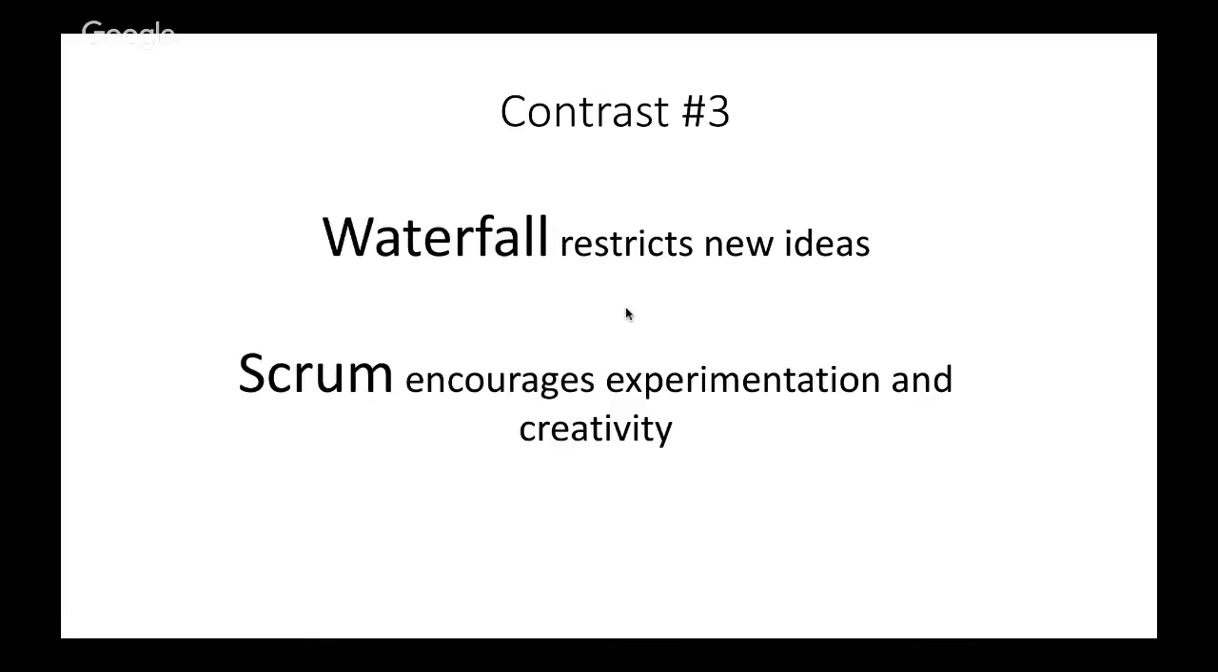Similarly, during the test phase, if a defect fix requires a design change, the team has to assess the impact of the change request and then plan the rework for the design, build, and test phases. However, Scrum encourages experimentation and creativity. With the Scrum approach, the product owner can reprioritize the user stories in the product backlog at any time.